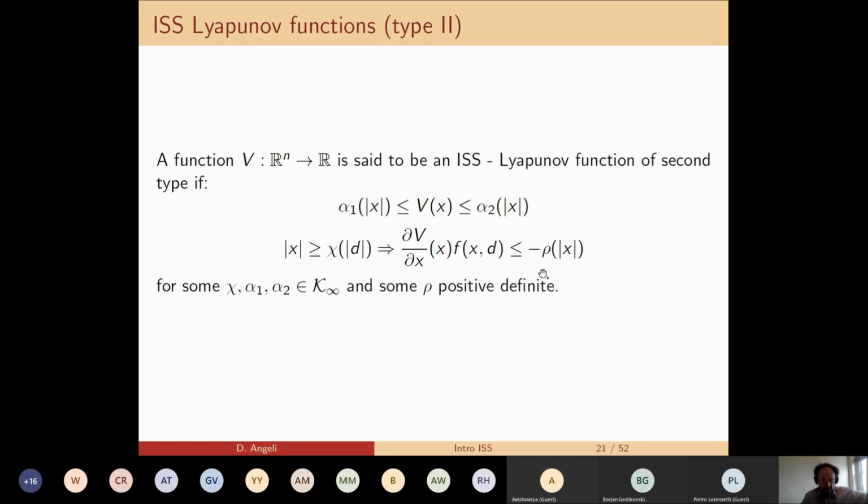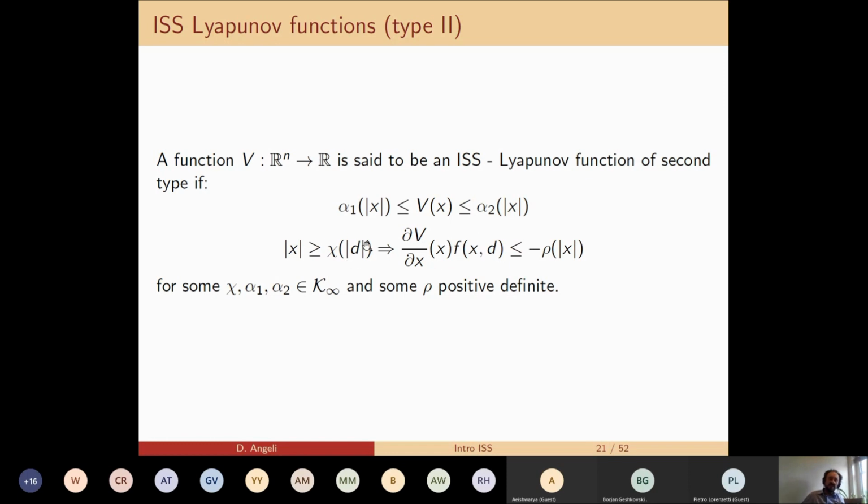In fact, these ideas are perhaps even more explicitly expressed in this notion of input-to-state stability Lyapunov function of type 2. So we're talking again about a Lyapunov function whose shape is the same as before. What changes is the type of dissipation that we are assuming for the function, so the way the function changes in time as a function of X and D. So what we are asking here is that whenever X is big with respect to D, where the notion of being big is again expressed using class K infinity functions, so some kind of nonlinear gain, then V dot should be a positive definite function.